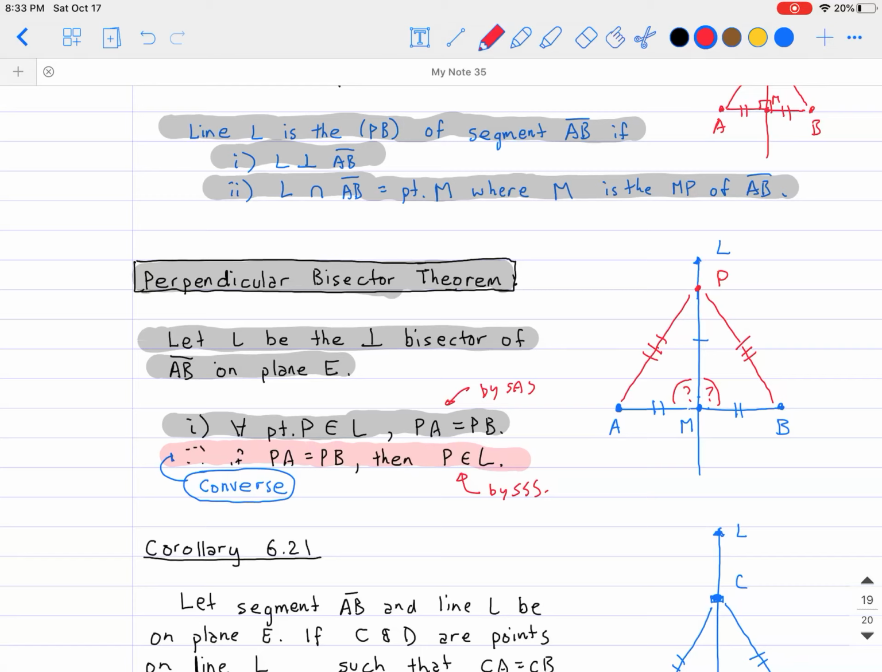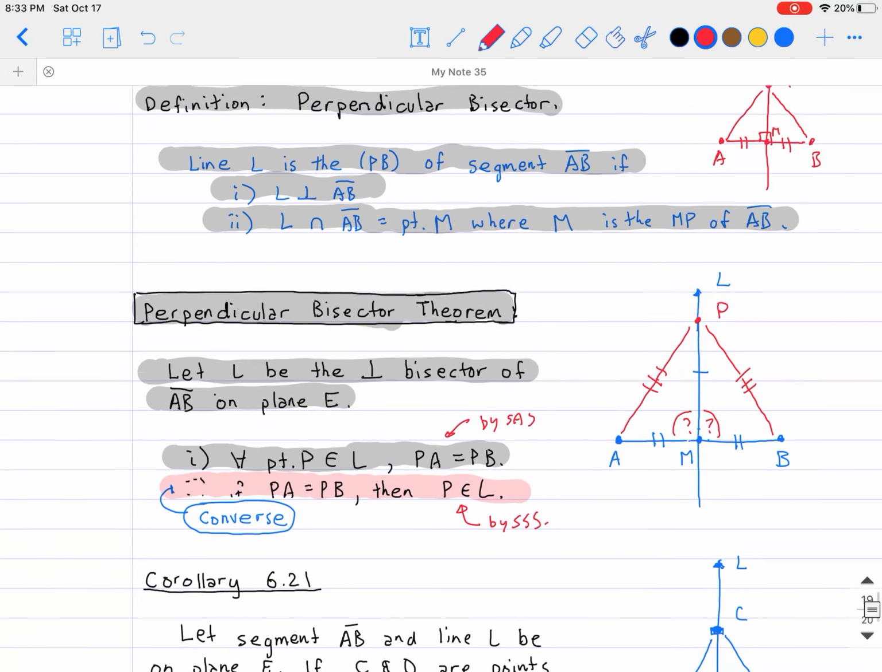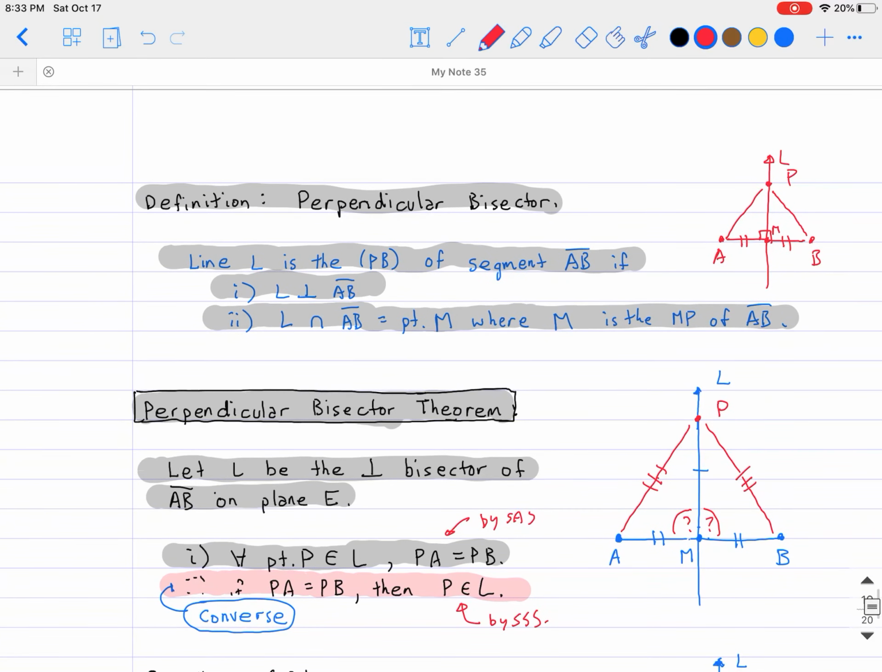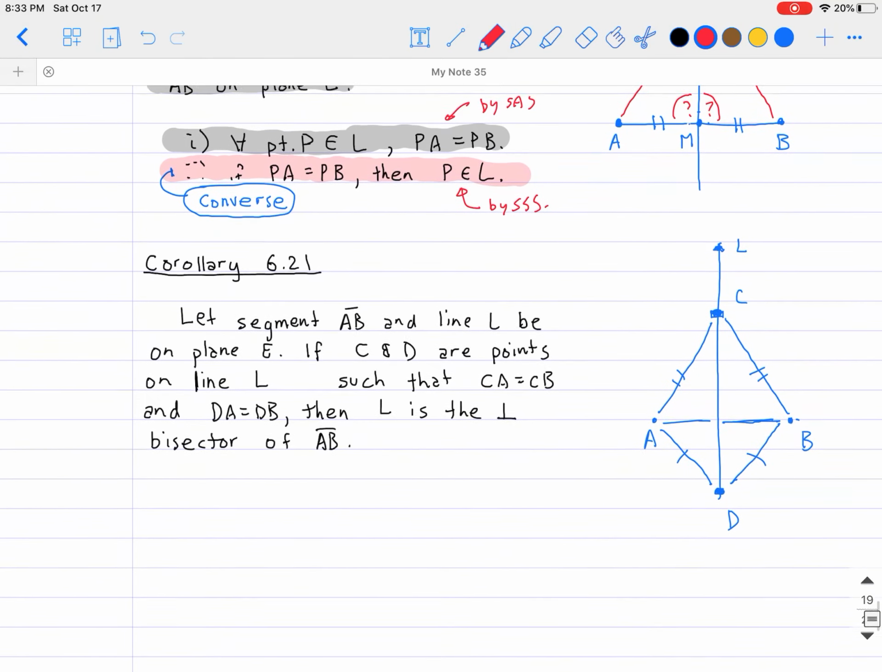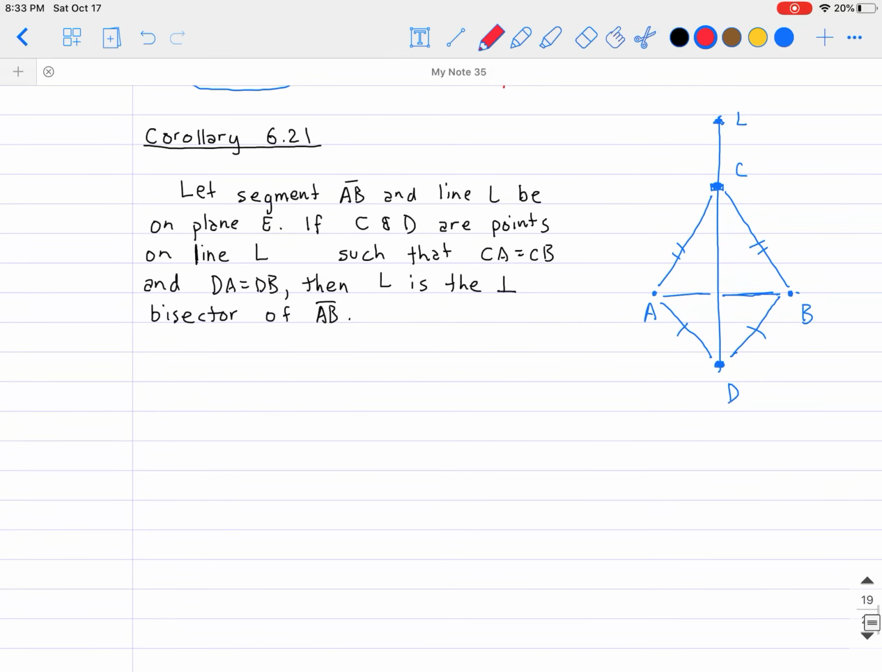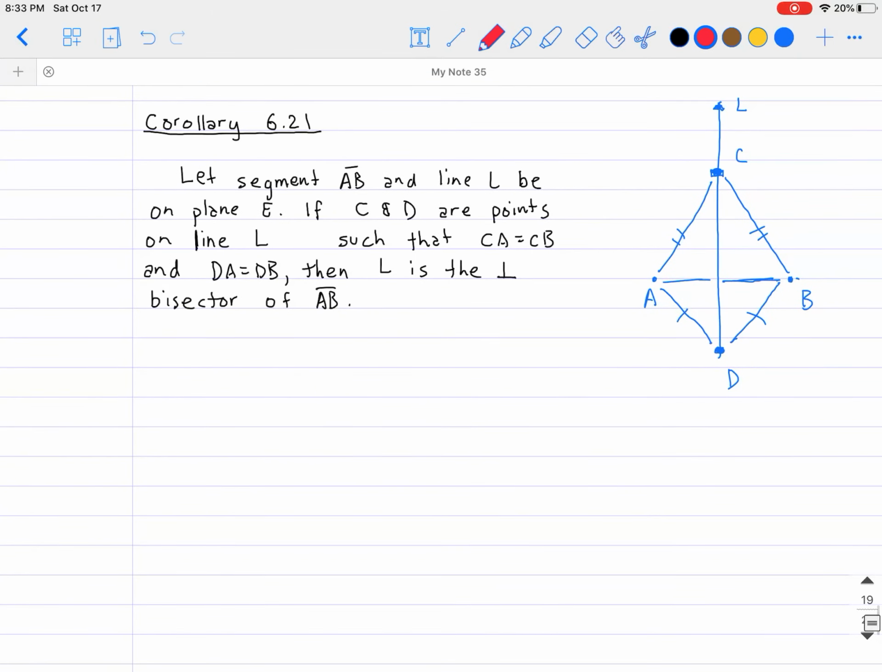Now, if you want to write out the proof for it, that's totally fine. But I figured that by saying it out loud like this, that might help you understand a little bit faster. And you can always go back to the recording if you don't understand a certain part.